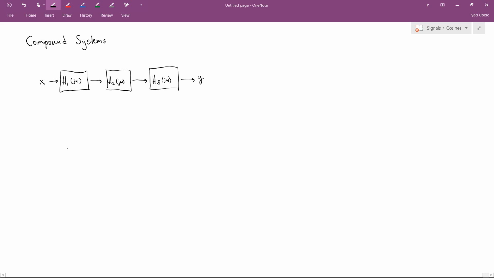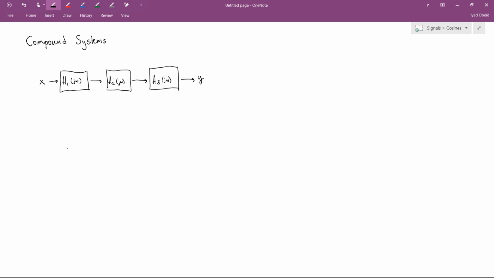Let's talk about compound systems. A compound system is one where there is a series of systems in a row, like you see here in the diagram. This is pretty common in signal processing. You're rarely ever processing a signal with just one system. Usually there's a signal processing pathway and your signal has to go through more than one subsystem to get all the way from input to output.